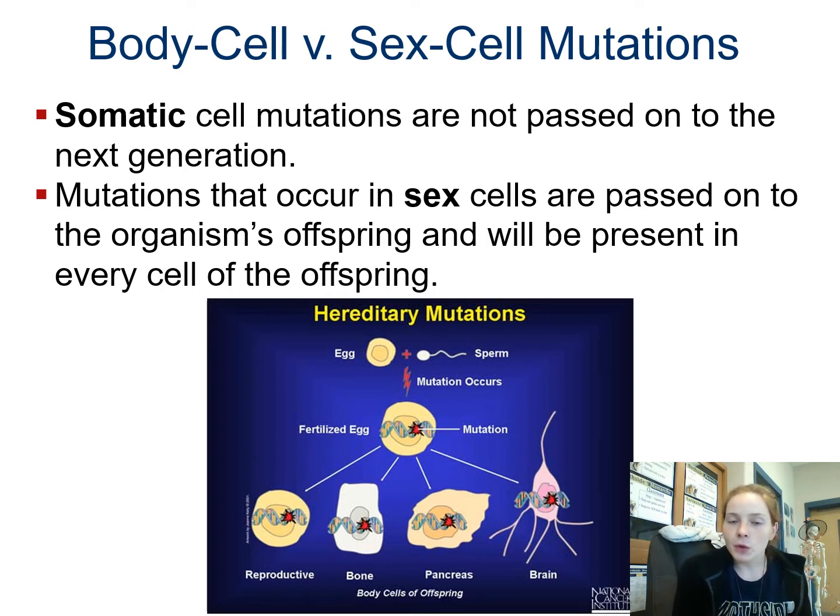And if you remember, in order to make offspring, you need a sperm and an egg. So it doesn't matter about the DNA in your somatic cells when it comes to, are your kids going to have this condition as well? Are they going to get these mutations as well?